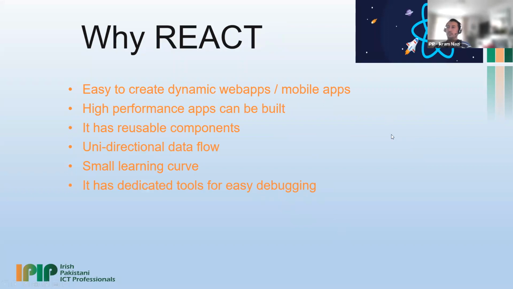So why you choose React is it's easy to create dynamic web apps and mobile apps, and it's high performance because it's built on JavaScript, which is very fast, and it has reusable components. And the data flow is unidirectional in React, whereas in Angular, there's bidirectional data flow. So you can read and write data two ways. Here it's just one way. And there's a small learning curve.